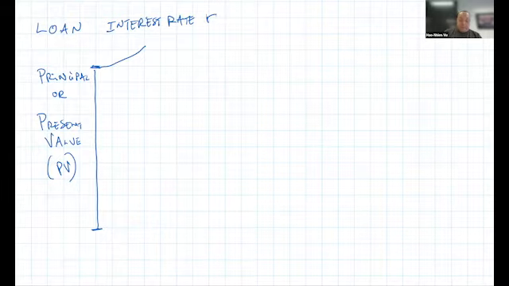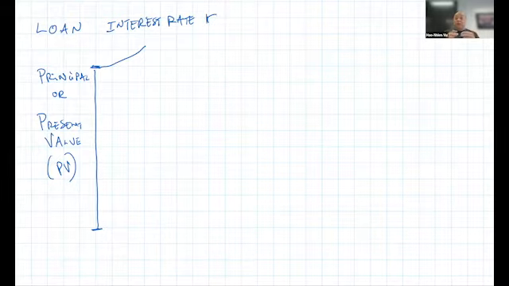Let me repeat that with a diagram. You could have a situation with a loan where you start out with some amount that you borrow, and a loan comes with an interest. So the starting amount is called the principal or present value. The loan comes with an interest rate, and the interest is compounded, so it grows exponentially. The interest rate is usually written with the lowercase r.